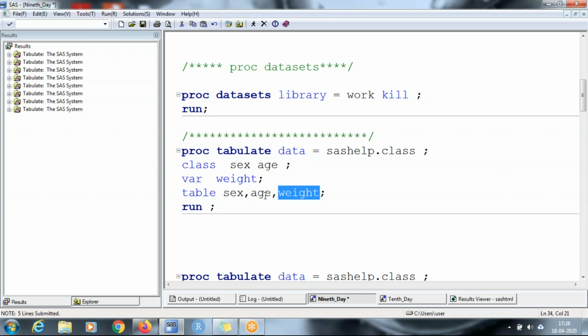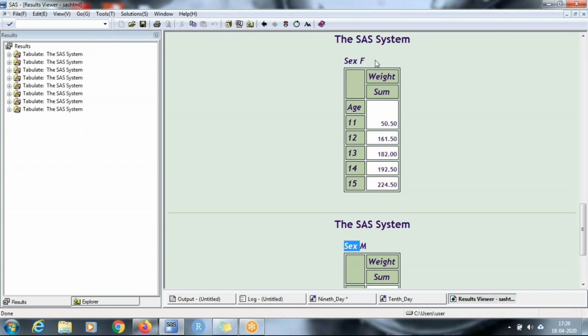Because Satakshi, now you are making your age variable a page variable. So for each instance of your age, for example, for 11 you will get one output, for 12 you will get another output, for 13, 14, 15, 16. For each instance of a particular category, you will see the output.